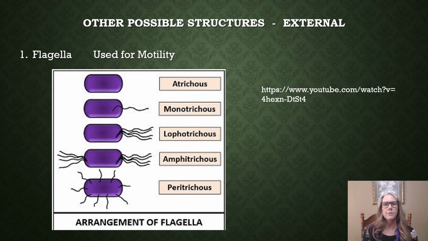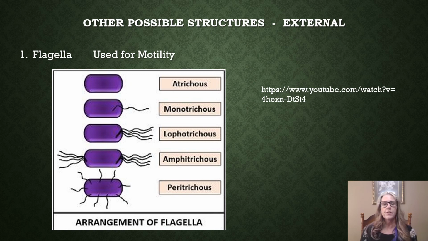All right, so other possible structures. These are external structures. One is flagella. If you remember early on in this lecture, I talked about how bacteria use flagella to move around. Some species will have flagella, others won't. If it does have flagella, then it's able to move around, or be motile. Motility means the ability to move. Now, different types of flagella.